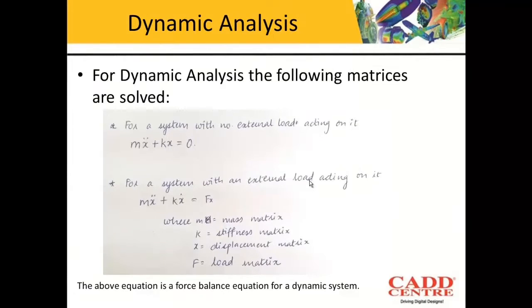Now when you talk about dynamic analysis, in this analysis also, we have some matrices that are solved. The equation that is solved in dynamic analysis, if you can see over here, is m x double dot plus k x is equal to 0. This equation will be used when the system that you are analyzing does not have any external load acting on it. So the equation is m double derivative of x plus k x is equal to 0.